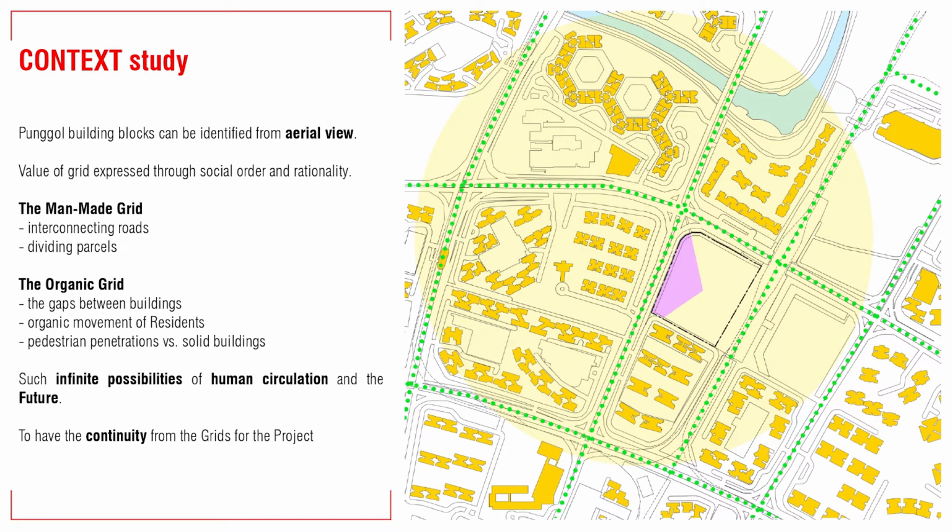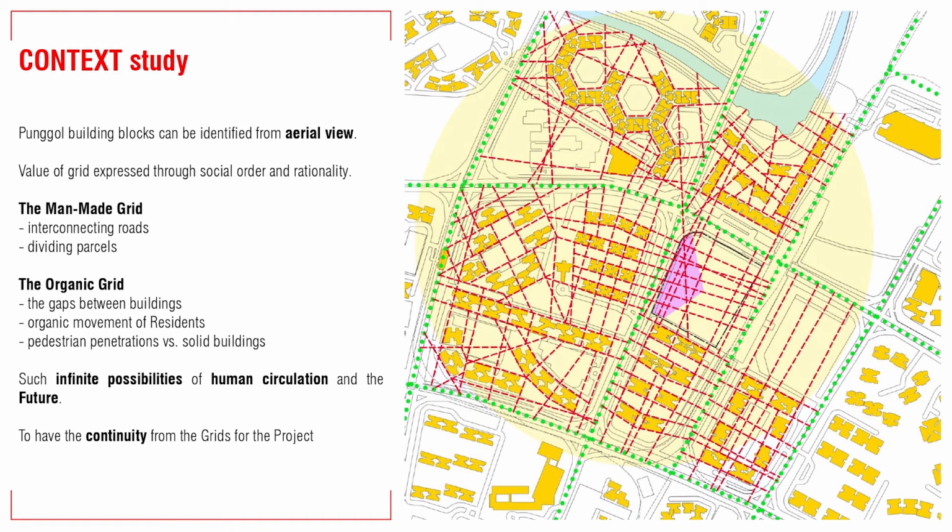Then, by extending imaginary lines from the edges of the existing buildings, which we could understand as the gaps between buildings or the organic grid, we can see that these imaginary lines form a grid system. Interestingly, this grid system could be rationalized as the organic movement of the residents of Punggol. The penetrations between man-made blocks, the circulation where people are heading to, could be translated into the infinite possibilities of human circulation and the future.